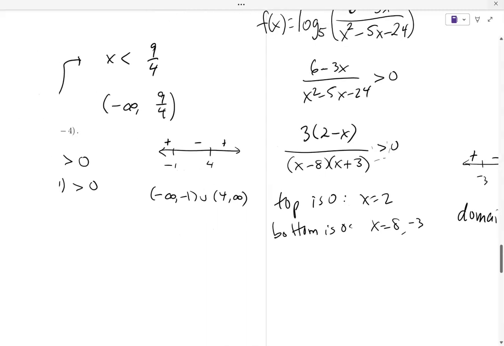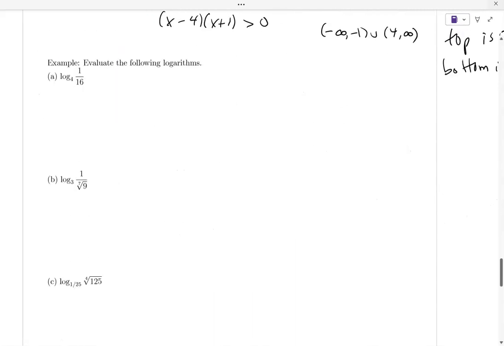All right, so let's go on and do some examples here of evaluating some logs before we go into a couple of new definitions of some specific log functions and then get into some properties today. So remember that logarithms are exponents, right? It's the exponent on the base that you need to get the input. So if you're able to write the input as a power of 4, you should be able to easily answer this question. Can you rewrite 1/16 as a power of 4?